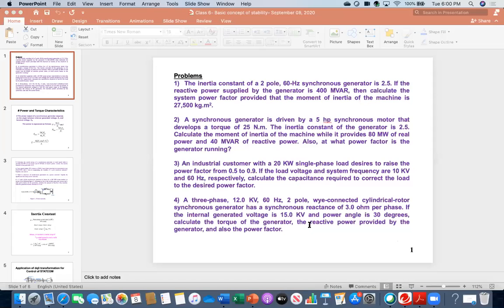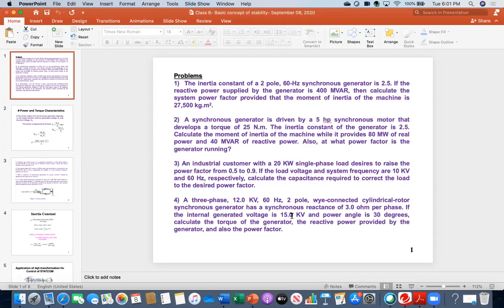Everybody, read number 4. A three-phase 12.0 kV 60 Hz two-pole Y-connected cylindrical rotor synchronous generator has a synchronous reactance of 3.0 ohm per phase. If the internal generated voltage is 15 kV and the power angle is 30 degrees, then calculate the torque of the generator, the reactive power provided by the generator, and also the power factor. Here there are 3 questions: torque of the generator, reactive power provided by the generator, and the power factor.